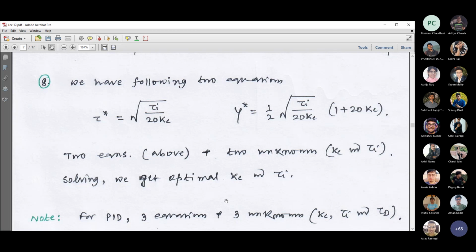Okay. We have two equations, two unknowns, solve them and get the optimal value for Kc and tau I. If you go for PID controller, you need to differentiate with reference to Kc, tau I and tau D. So you can get three equations and three unknowns.